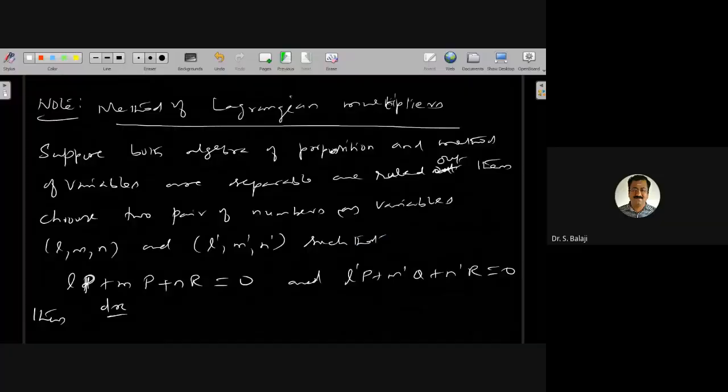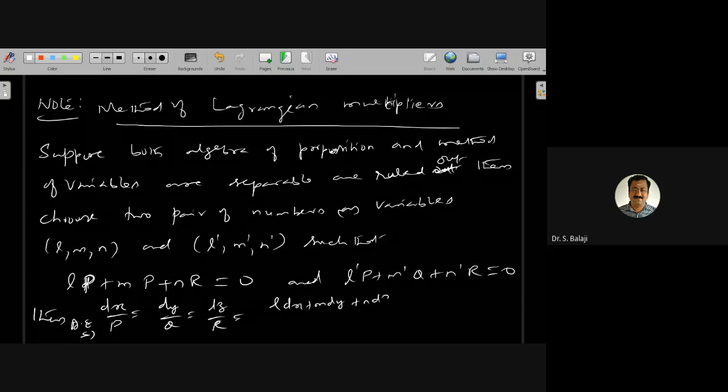Then the auxiliary equation dx/P = dy/Q = dz/R becomes, with the help of these numbers, an algebra proportion: (L dx + M dy + N dz)/(LP + MQ + NR). Because of algebra of proportions, we add in the numerator and in the denominator the same way. But this denominator value is equal to 0. Already you know that this value is equal to 0, so (L dx + M dy + N dz) is divided by 0.